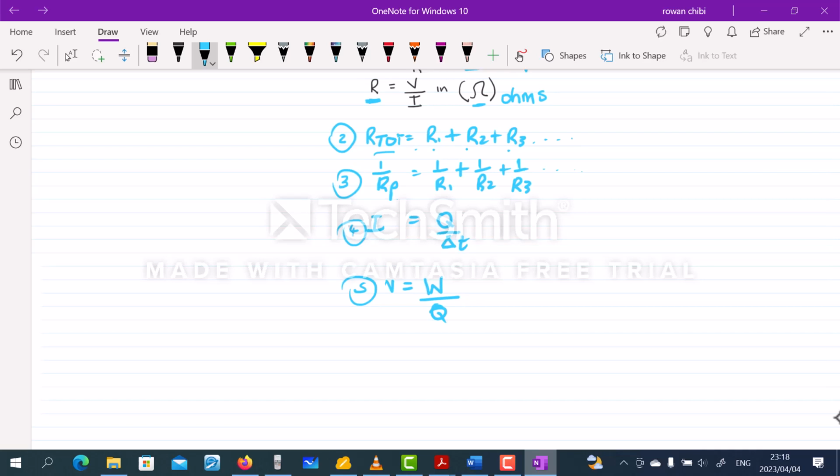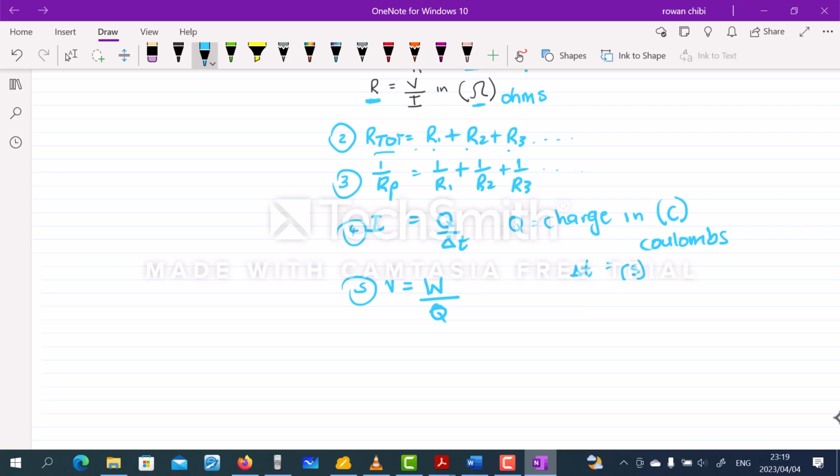Then the fourth formula is for current. I is equal to Q over delta T. Q stands for the charge. The charge is in coulombs, C. We will explain this one when we get to the question where you are required to calculate current and you are given the amount of charge and the time. The time must always be in seconds, not minutes.